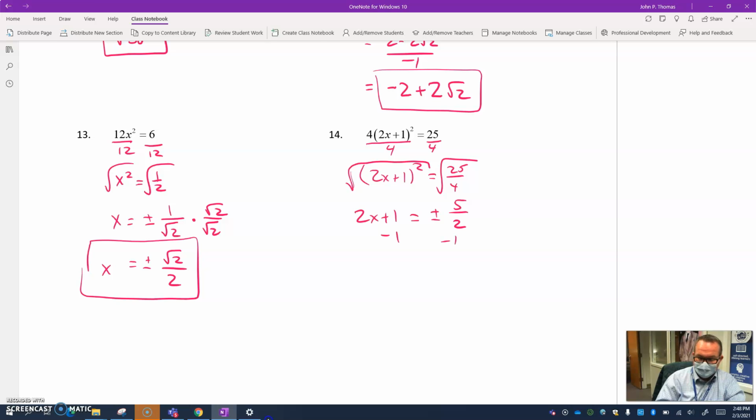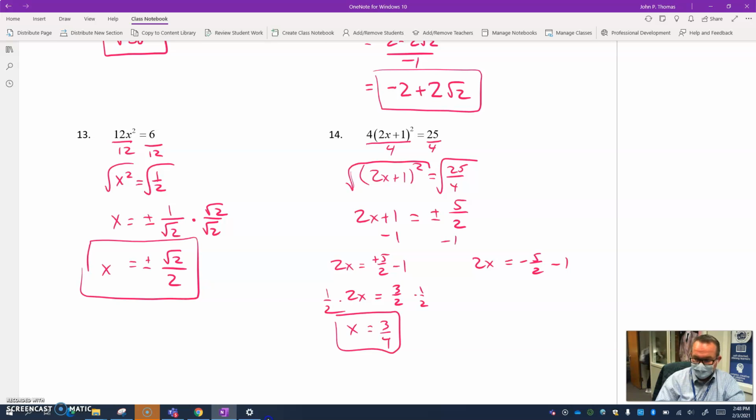So I've got 2x equals positive 5 halves minus 1. I'm also going to have 2x equals negative 5 halves minus 1, because we really have to solve this for both the positive and the negative 5 halves. So if I clean this up, that's 2x equals 3 halves, divide by 2 or multiply by 1/2, and I get x equals 3/4. There's one of my solutions.